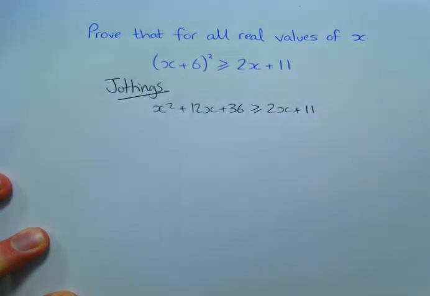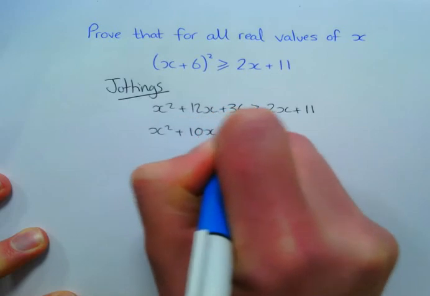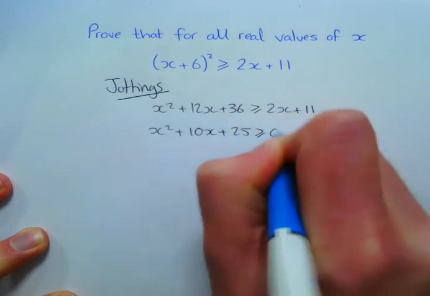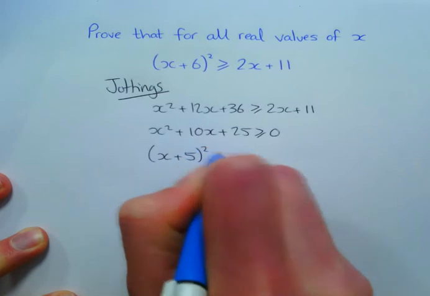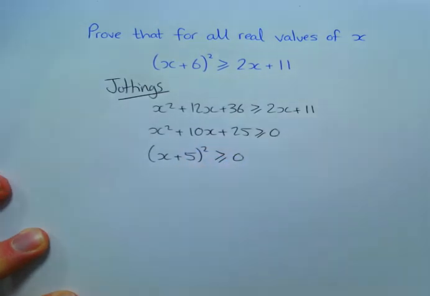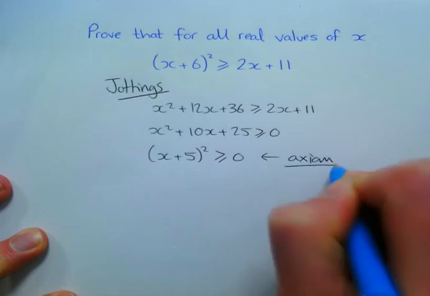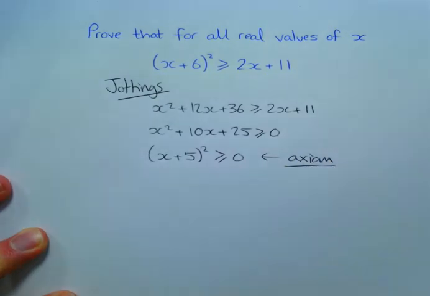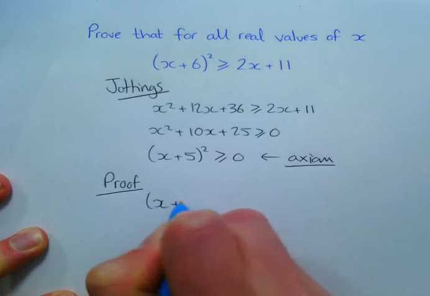Now naturally I want to bring everything on one side, and at this point you start to see that if you factorize this, you're going to get x plus 5 all squared is equal to 0, and that there is our axiom, our true undeniable fact that we can start our proof from. So let's start our proof with the axiom.